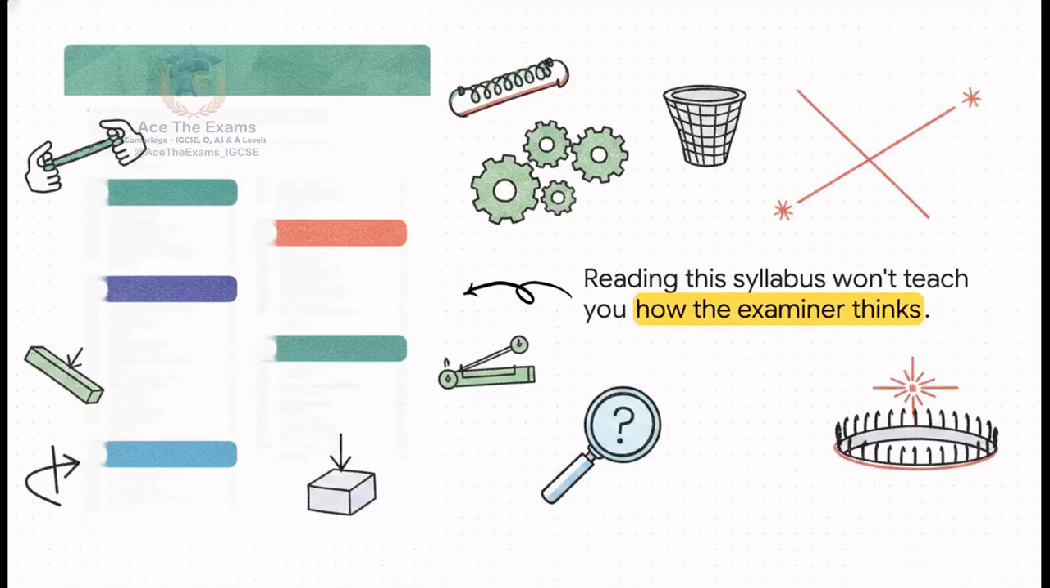Standard revision tells you to just read through syllabus sections 3.1 to 3.4. You see topics like turning effects, center of gravity, stretching and compressing. You might highlight it, read it twice, and think, okay, I'm ready. But passive reading completely fails to teach you the examiner's secret language. Reading the topics just doesn't show you where the invisible traps are laid out in that exam hall.